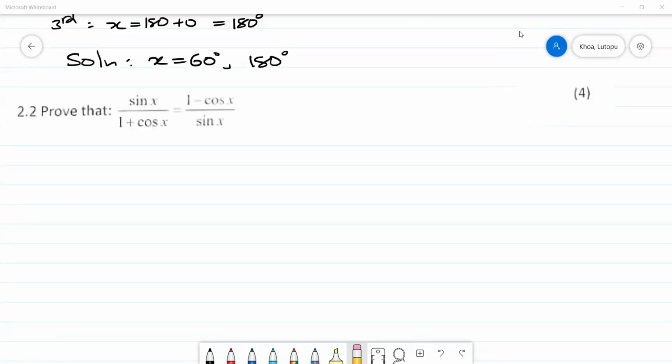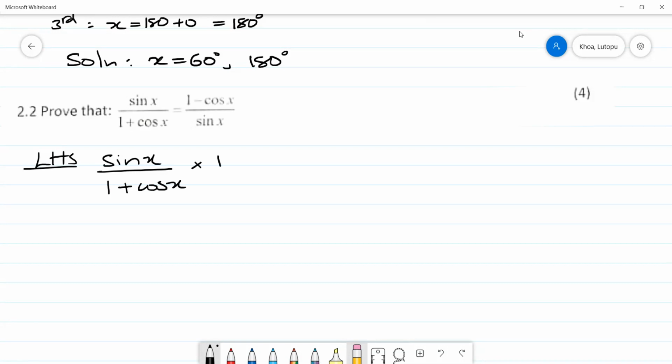3.2, we have to prove this identity. Remember, you must pick one side and work only on that side. So sine x over 1 plus cos x. Okay, so where do we want to go? We want to get to sine x in the denominator.